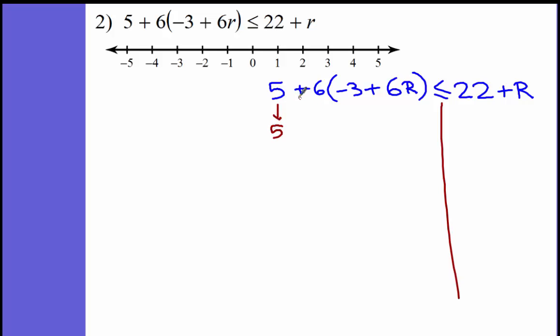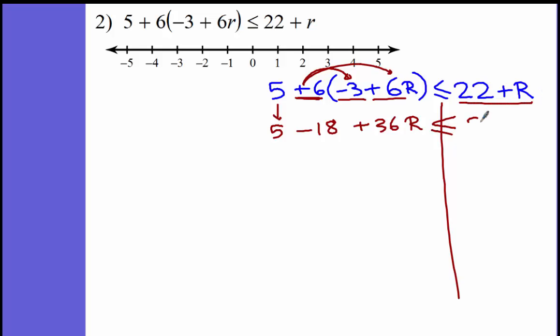You take the positive 6, you multiply by everything inside the parentheses. So 6 times negative 3 is negative 18. 6 times 6 is positive 36 R, less than or equal to. You carry this down to the bottom. Alright, I'll go ahead and put a 1 in front of the R.